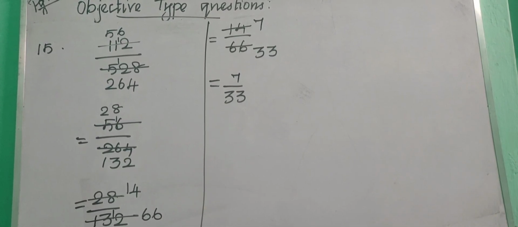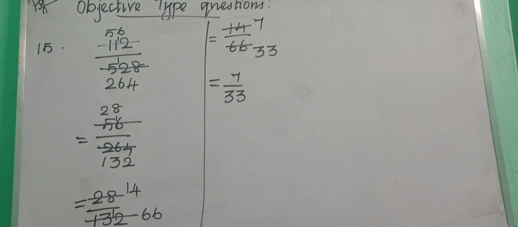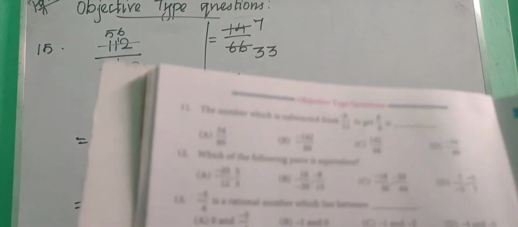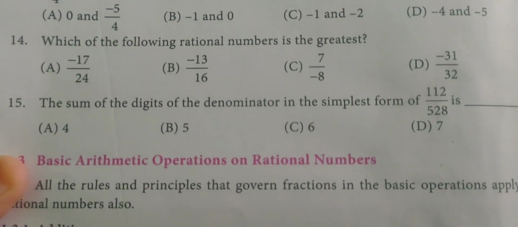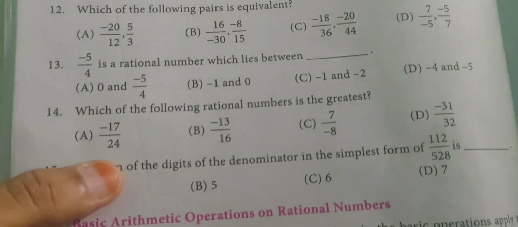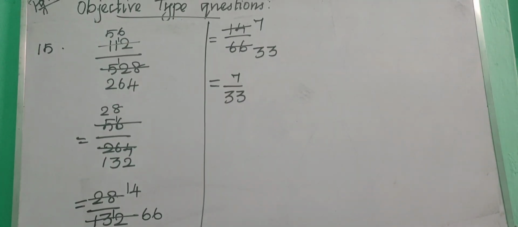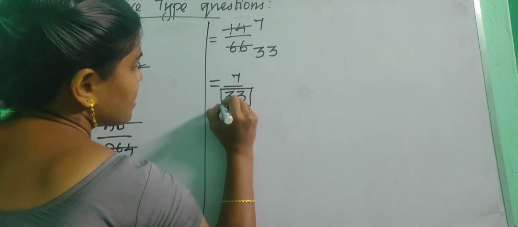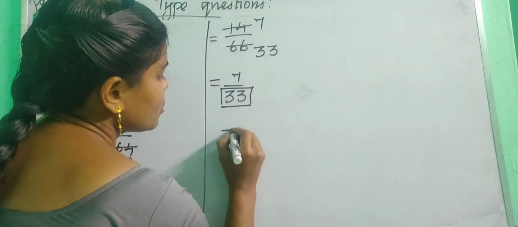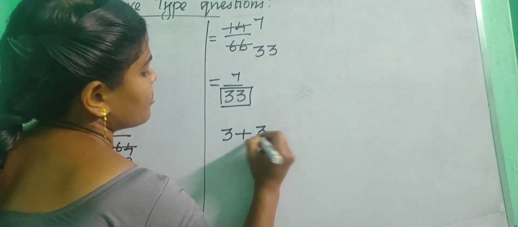Okay, 7 upon 33. So what is asked in the question? So simply the sum of the digits of the denominator in the simplest form. Okay, so sum of the digits of the denominator. So what we need to do? We need to add the digits of the denominator. Okay, so what is the digit we are having in denominator? 33, right?